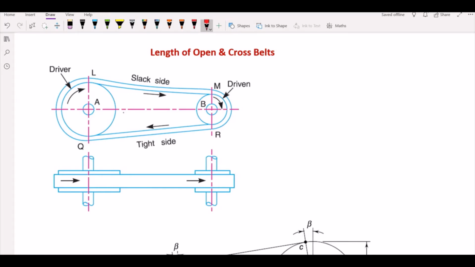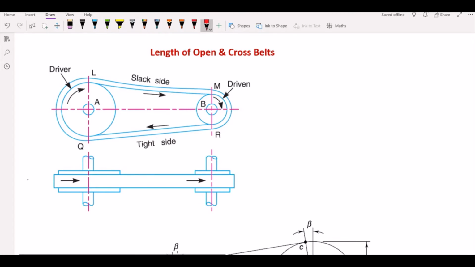In case of the flat belts, only the open belt and the cross belt are part of the syllabus. So we'll be deriving the length of the belts for the open and cross belts, as well as the power, the tension ratios, centrifugal tension, initial tension, slip, and creep, all the relations which we are going to derive in this class. So let's begin with the first one, the length of the open belt.